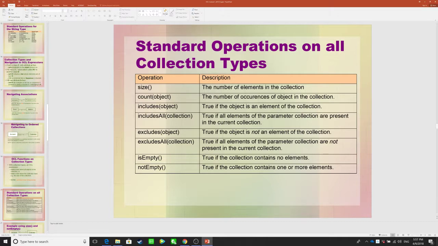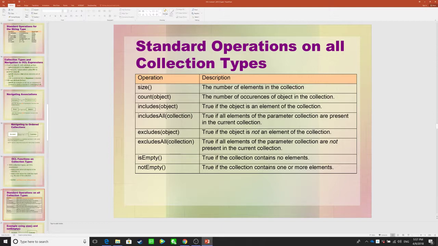And includes, includesAll, excludes, excludesAll, isEmpty, notEmpty. Those last two are easy to understand. They test whether that collection is empty or not. But what are includes and includesAll, excludes and excludesAll? They are also tests. They return a true or false value.